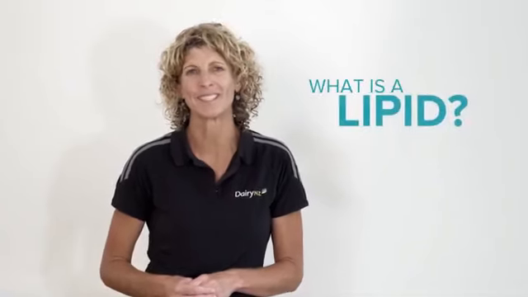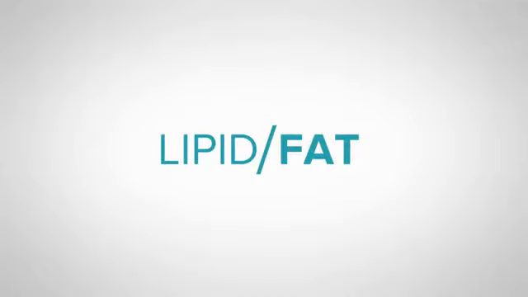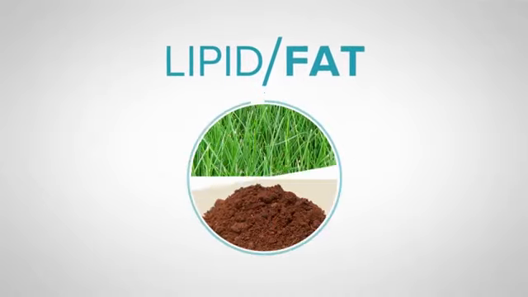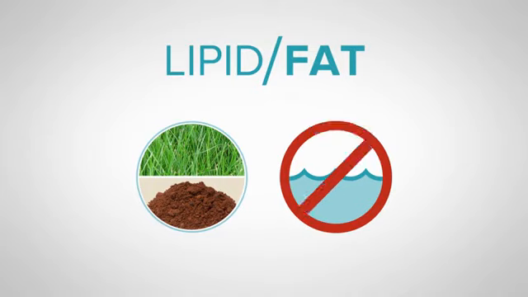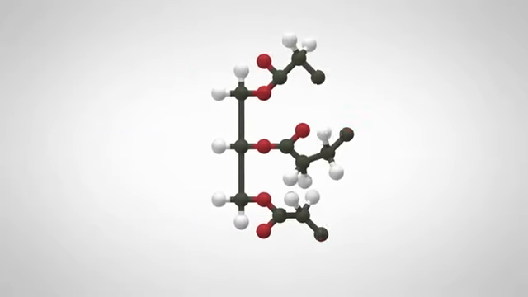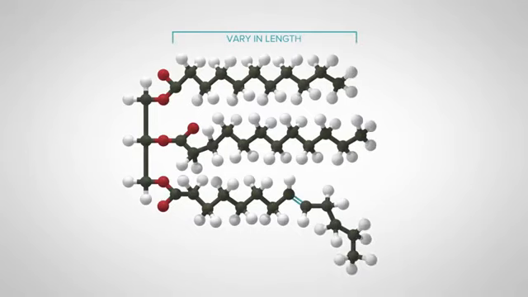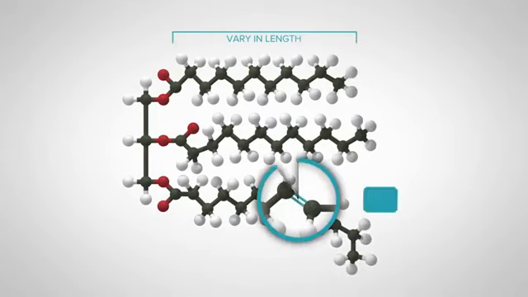So, what is a lipid? A lipid, or a fat, as it's more commonly called, is a substance found in plant and animal products that is not soluble in water. The basic structure of a fat is a carbon or glycerol backbone with 3 fatty acids connected to it. The fatty acids can vary in length and in the number and position of double bonds that they have.